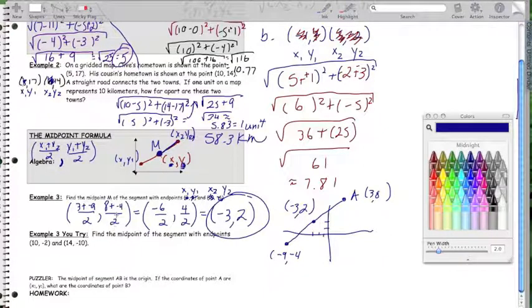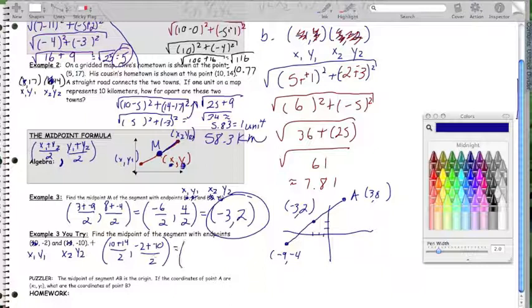Find the midpoint of the segment with endpoints 10, negative 2, 14, negative 10. So x1, y1, x2, y2. I'm going to put them into the formula. First, I have x1 plus x2. It's going to be 10 plus 14 over 2. Second one is y1 plus y2, which is negative 2 plus negative 10.